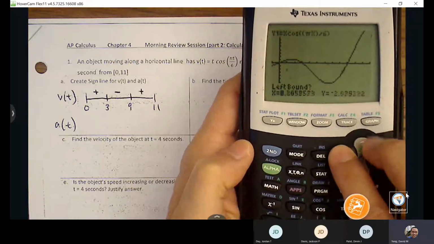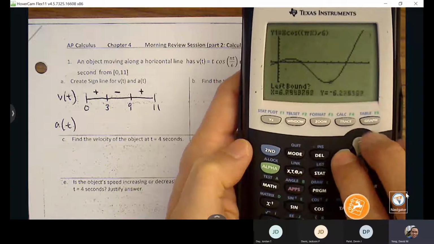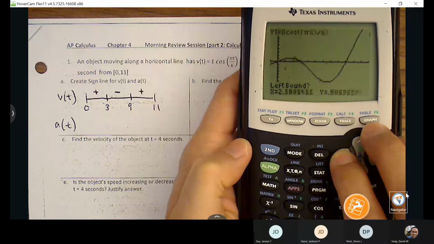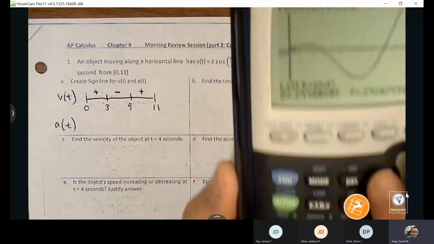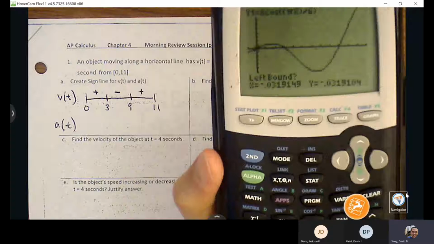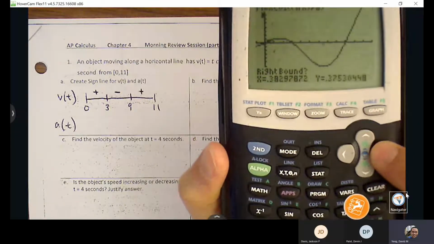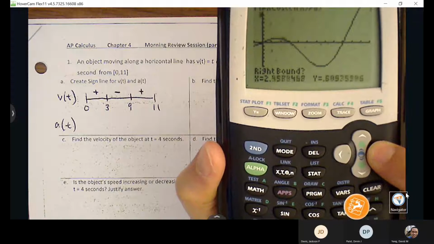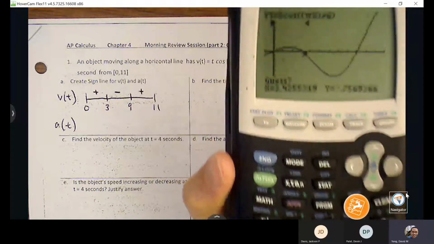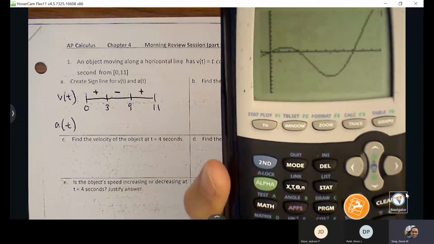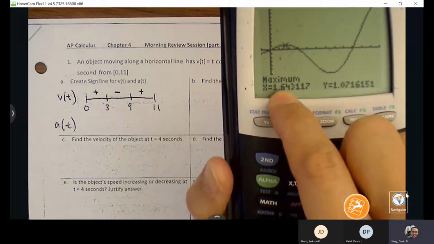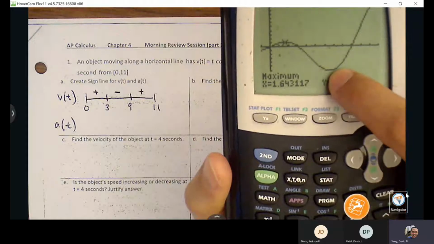I can scroll to a point, it says left bound, so I want to choose a point to the left of my peak, somewhere here, right? I hit enter, and then I pick a point to the right of my relative max. I hit enter, and now the calculator is going to be looking for that relative max for me. I found it, 1.64.